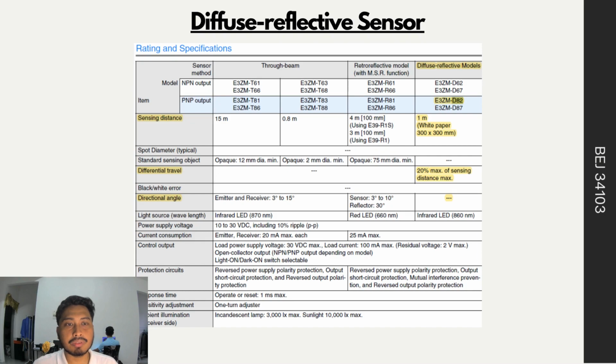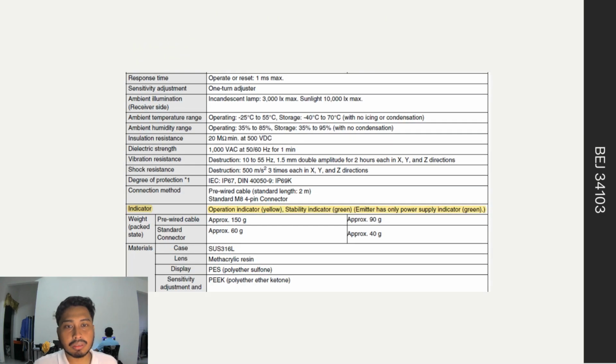Right, so for the diffuse reflective sensor, the sensing distance is only 1 meter with reference to white paper 300 times 300 millimeters, and it has a maximum of 20% differential of the sensing distance. For the indicators, the operation indicator will use a yellow LED. For the stability indicator, we use a green LED, and the emitter has only a power supply indicator, which will use a green LED.